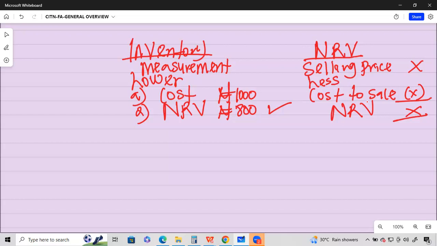And another thing, when we are doing this particular topic, we'll be talking about measurement.